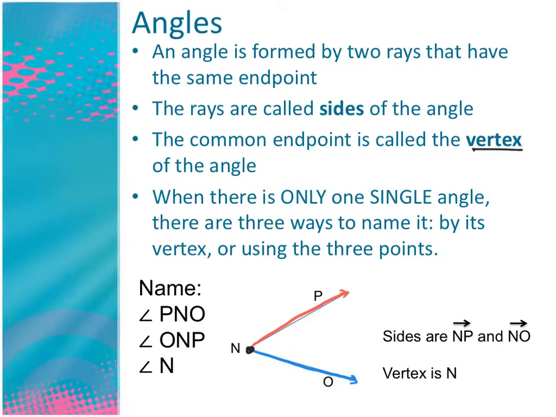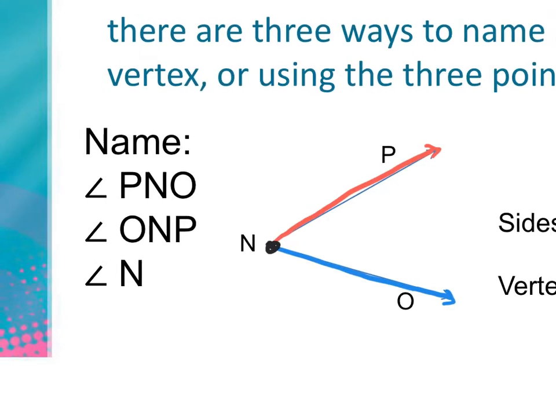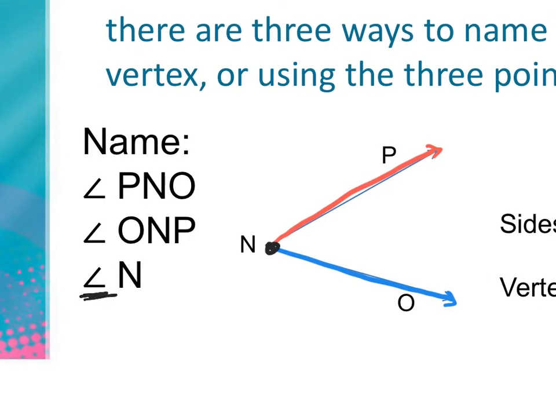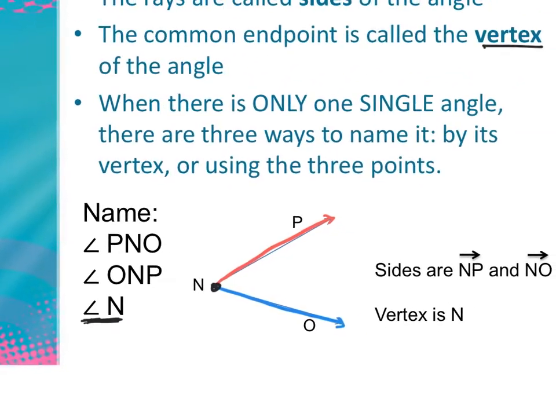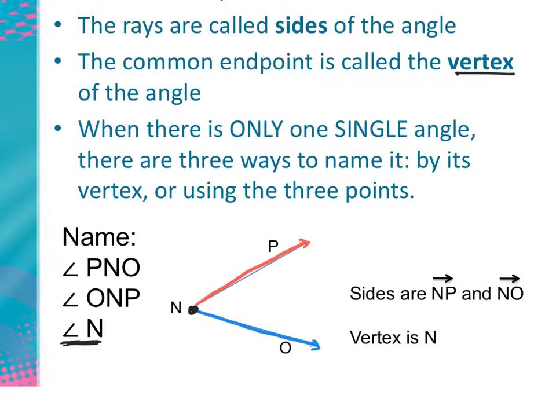When there is only one single letter, there are three ways to name it. We can name it by its vertex, so it is totally okay. You're going to see this symbol, by the way. This symbol over here means angle. So we could call this angle N because that is the name of the vertex. You cannot call it by any other single letter. You can't call this angle P, you can't call it angle O, but you could call it angle N because N tells me that that's the vertex.